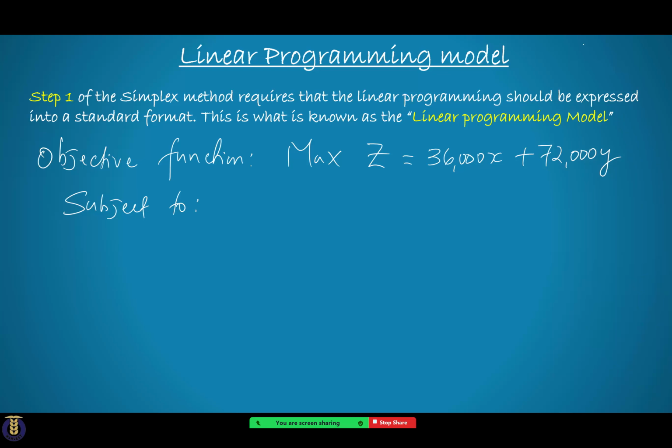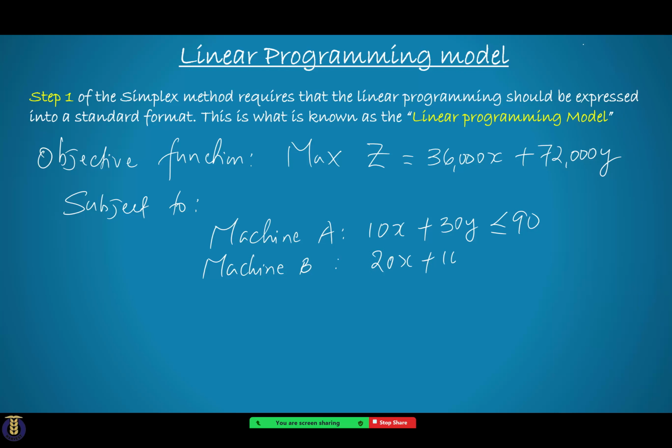the constraints, including the machine A hours, that's 10x plus 30y less than or equal to 90 hours. Machine B, another constraint, which is 20x plus 10y less than or equal to 80.